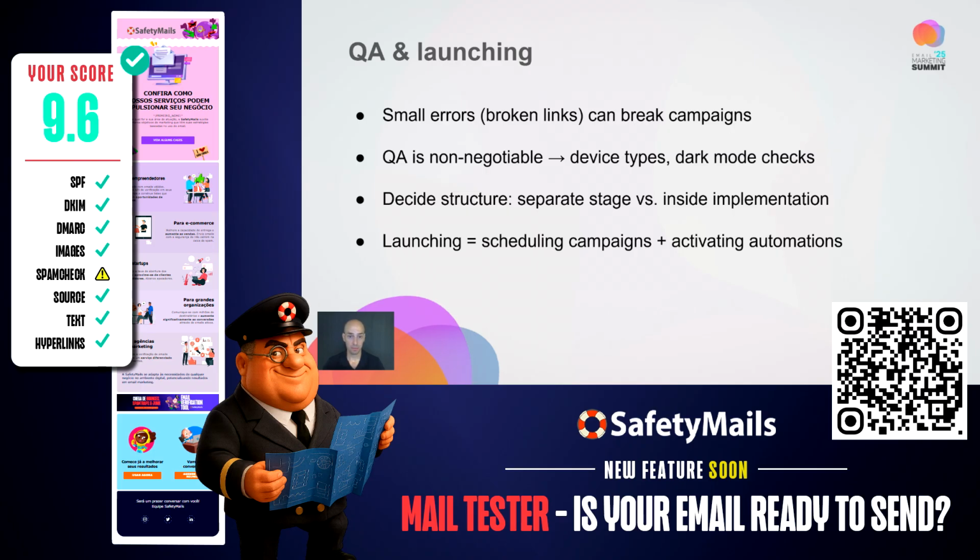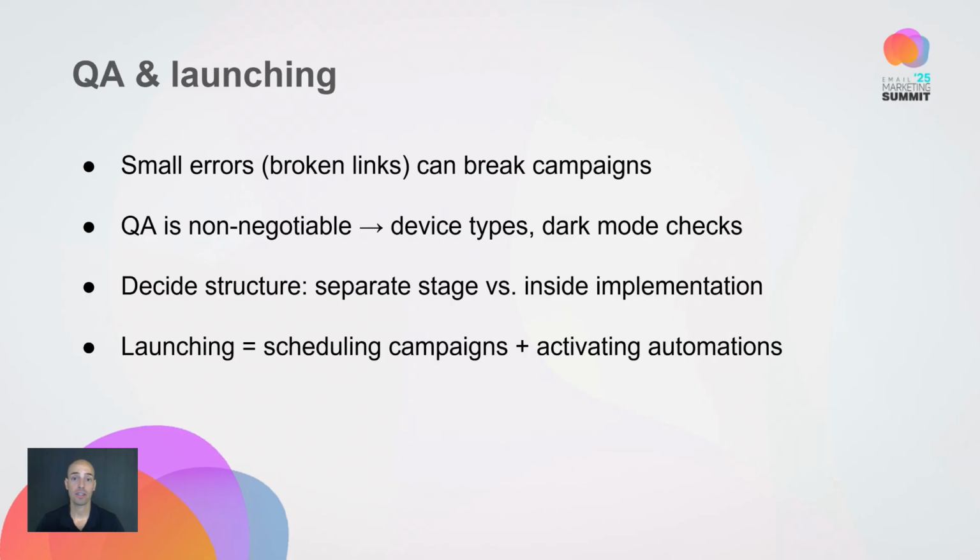And then decide on the structure. How would you have QA? Would it be the person actually implementing the email that does the QA? Would it be a separate stage, so to say, a dedicated stage? It doesn't really matter. What's important is to have it as part of the process, something that's not skipped, because like we said, a simple small mistake could be a big headache.